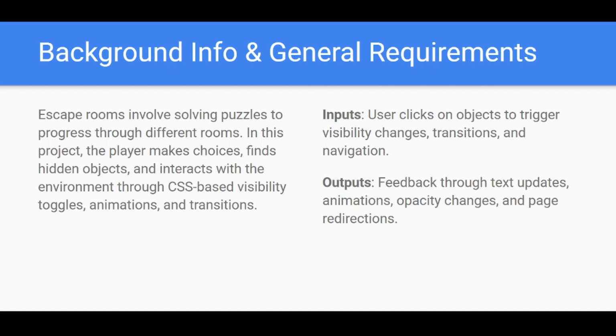The escape room involves solving puzzles to progress through the different rooms in this project. The player makes choices, finds hidden objects, and interacts with the environment through CSS-based visibility toggles, animation, and transitions. For the input, users click on objects to trigger visibility changes, transitions, and navigation. For the output, feedback comes through text updates, animation, opacity changes, and page redirections.